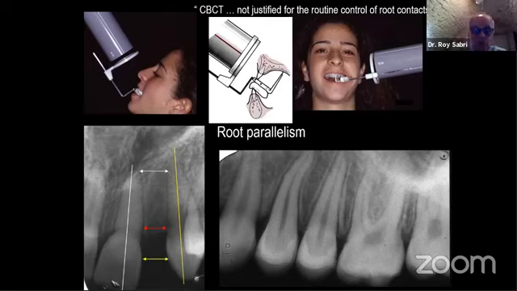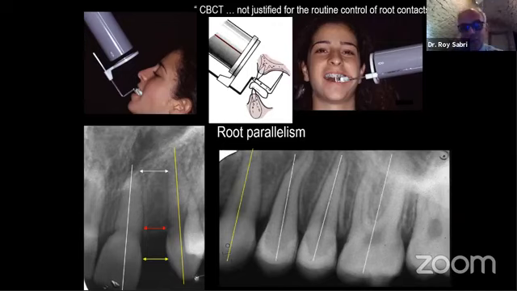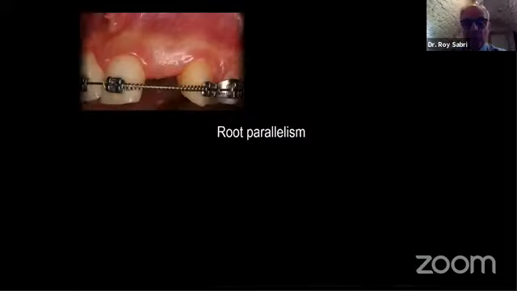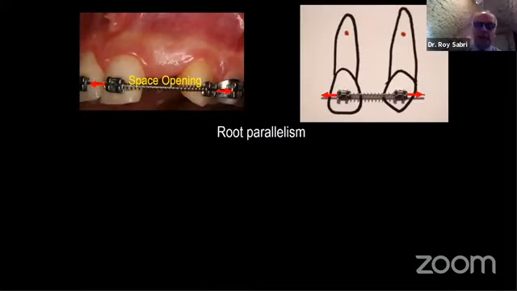And what you want to know is the parallelism of the canine compared to the centrals and the parallelism of the canine compared to the posterior segment. So these 2 X-rays are very practical and accurate guide during treatment for root parallelism. Now back to our case. We all use open coils to open a space. What does open coil do?